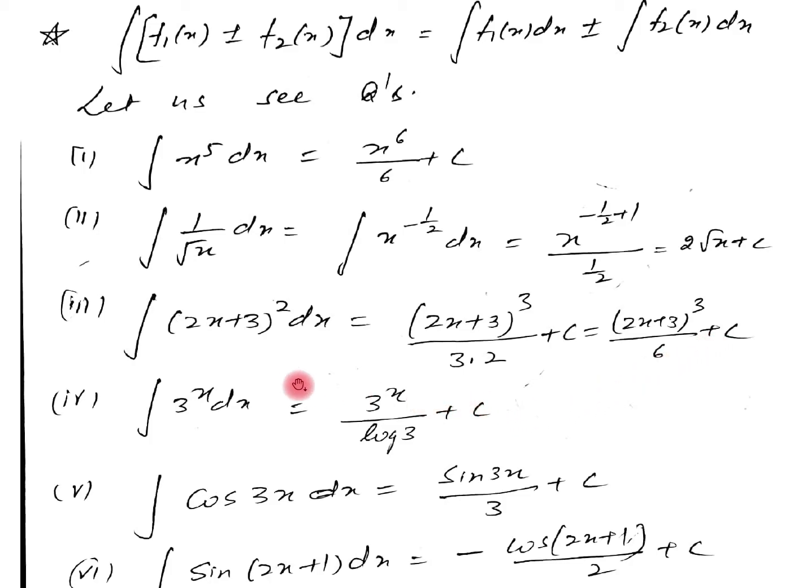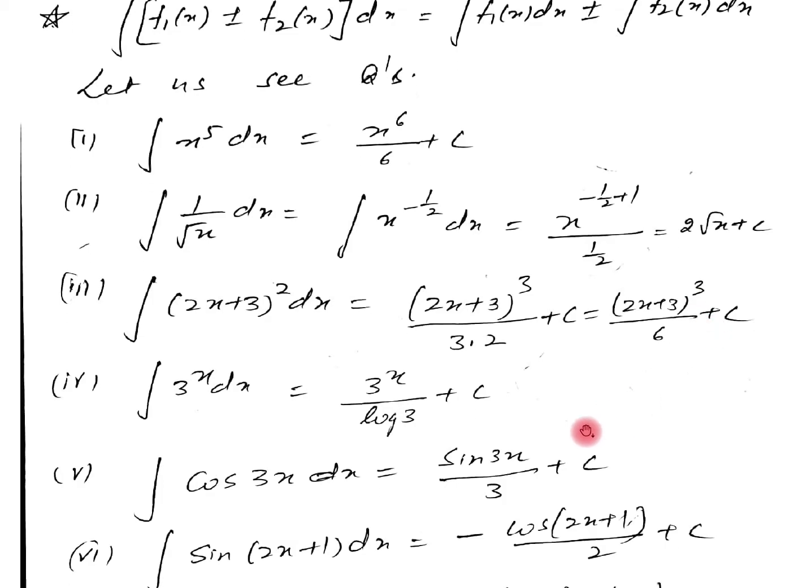See the question again. The integral of (2x plus 3) whole square. You must check here that the function inside the bracket should always be linear. The integral of this is (2x plus 3) raised to 2 plus 1, that is 3, upon 3 into the coefficient of x. So then it becomes 1 upon 6 (2x plus 3) whole cube plus c.